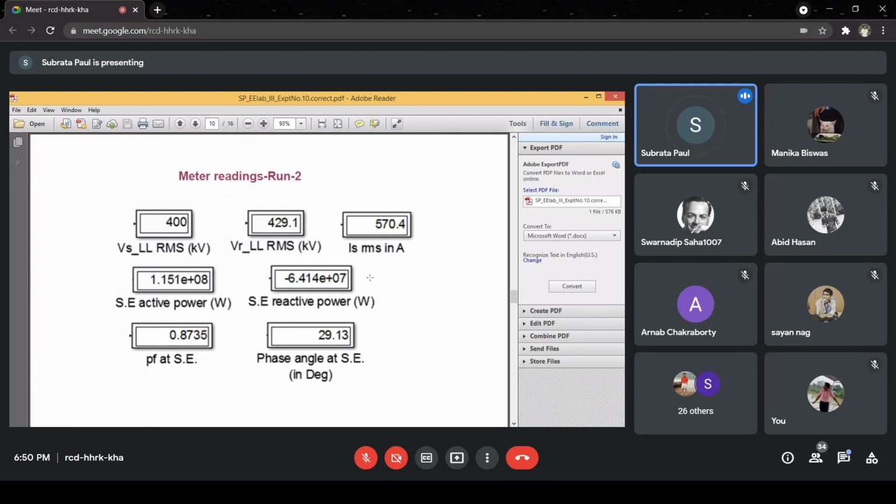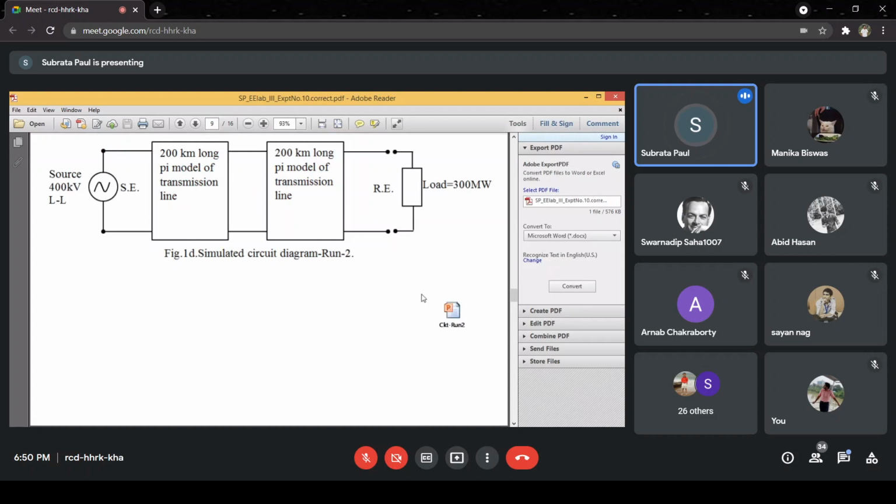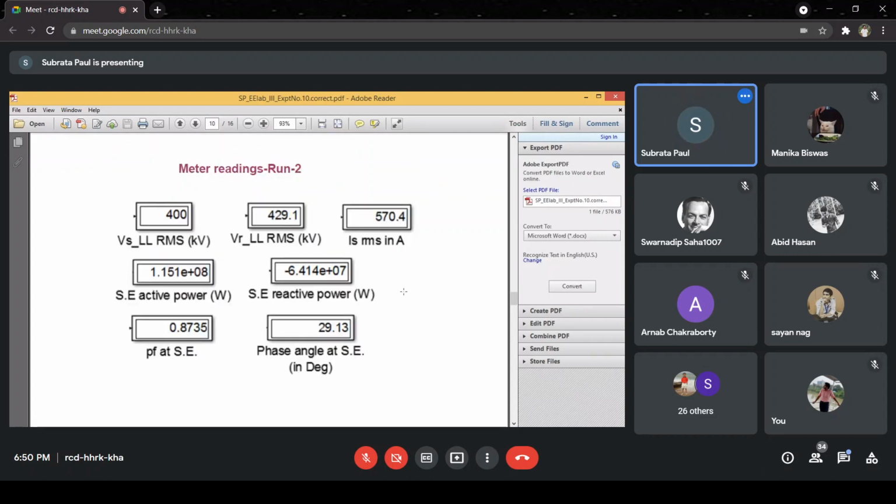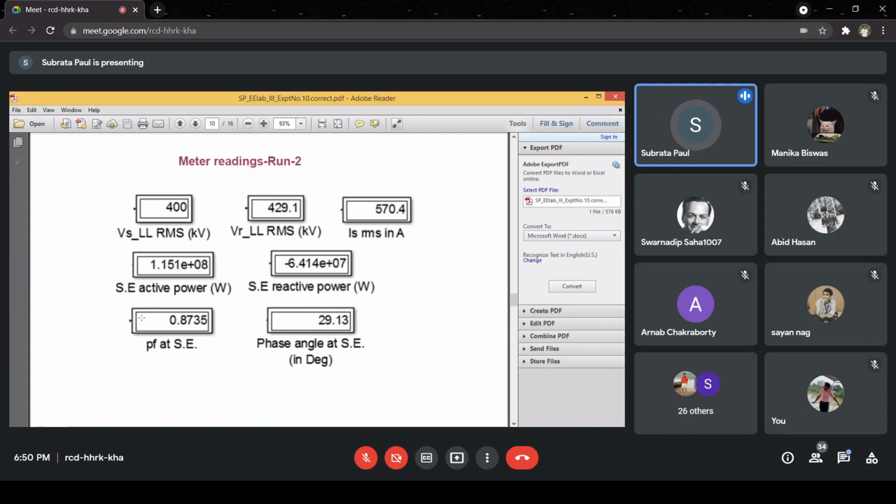When you calculate the receiving end reactive power, you will see that the receiving end will absorb some var also. Accordingly, the receiving end power factor. Anyway, in that case, what will happen to the power factor at the sending end? It will be less than 1 because of the presence of the reactive power.